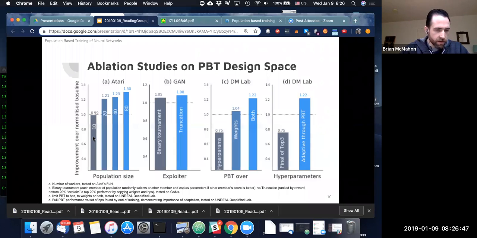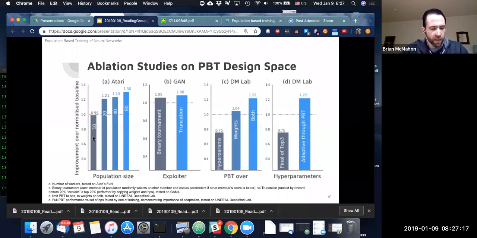So, and then in B, they take a look at a couple of different methods for exploiter on GANs. For the truncation selection, that is where you rank all the agents in the population by reward. And if the agent is in the bottom 20%, then you sample another agent from the top 20% and you copy the weights and hyperparameters.